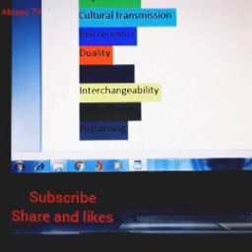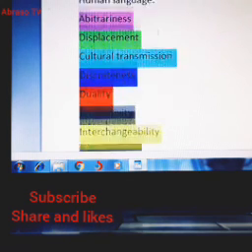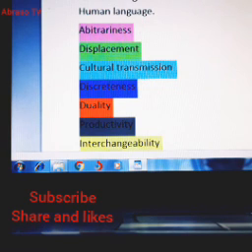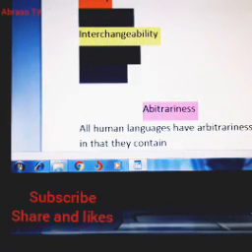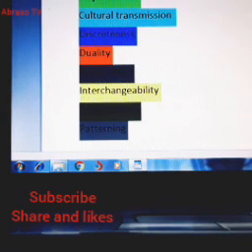Let us remind ourselves, because we need revision every time. So the characteristics are arbitrariness, displacement, cultural transmission, discreteness, duality, productivity, interchangeability, and patterning. These are the characteristics of human languages.